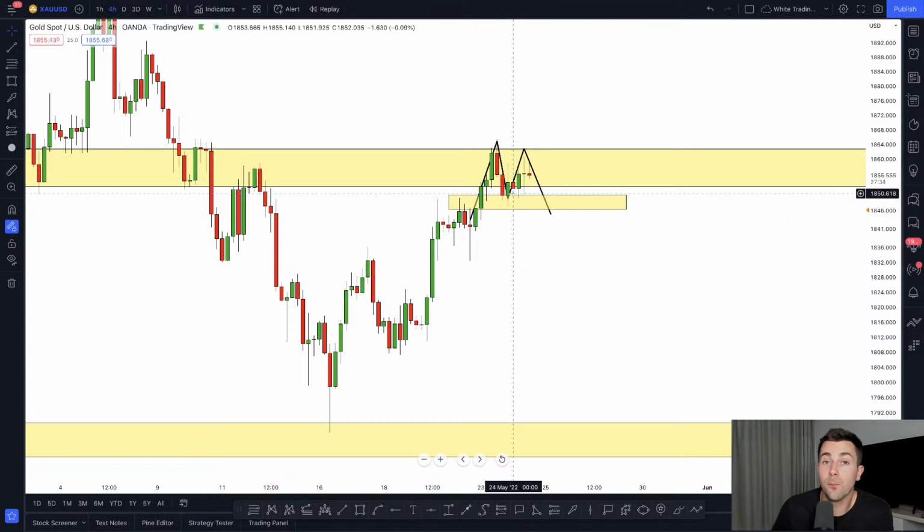Let me know, traders, are you bullish or bearish right here? Let me know what you expect from a current perspective. But to me, from a current perspective, it looks bearish. We just need to wait for the formation of the pattern to increase the probabilities.